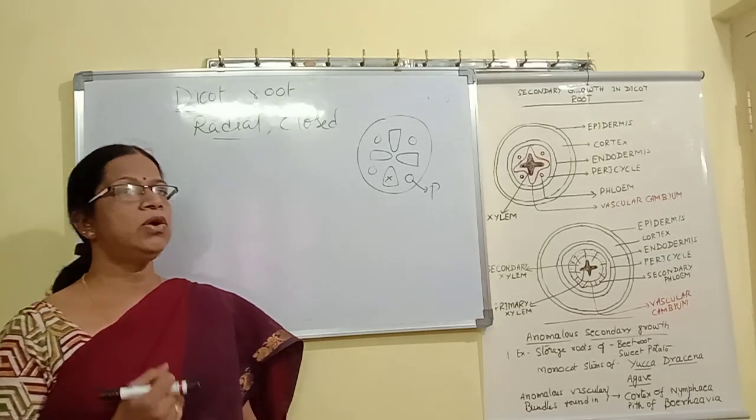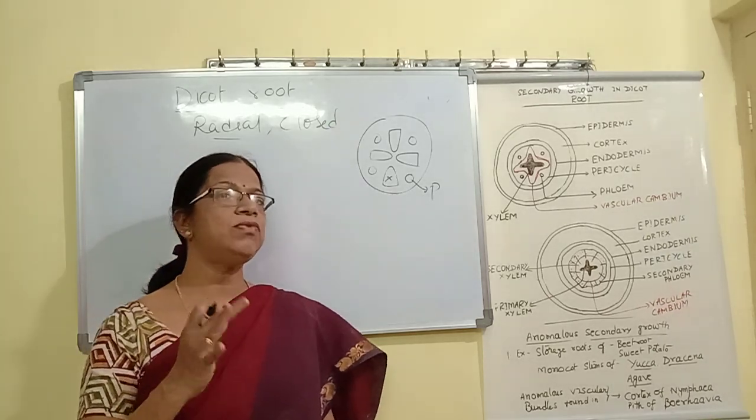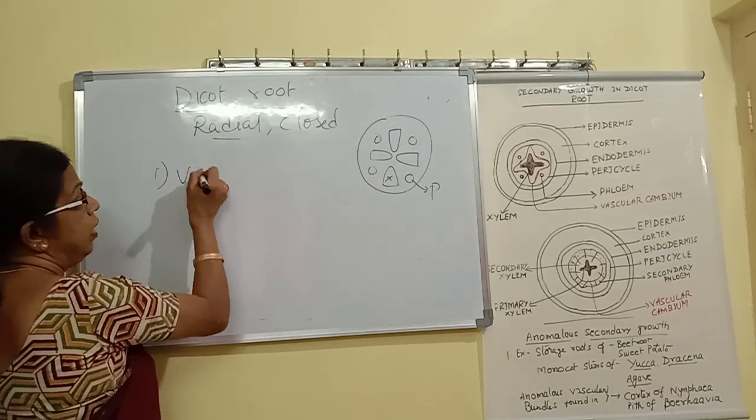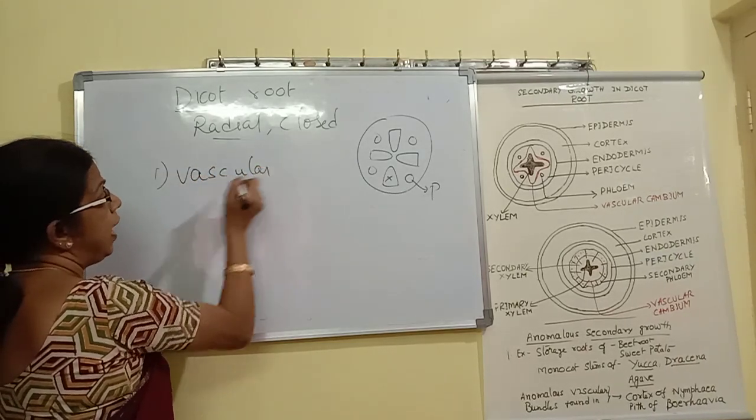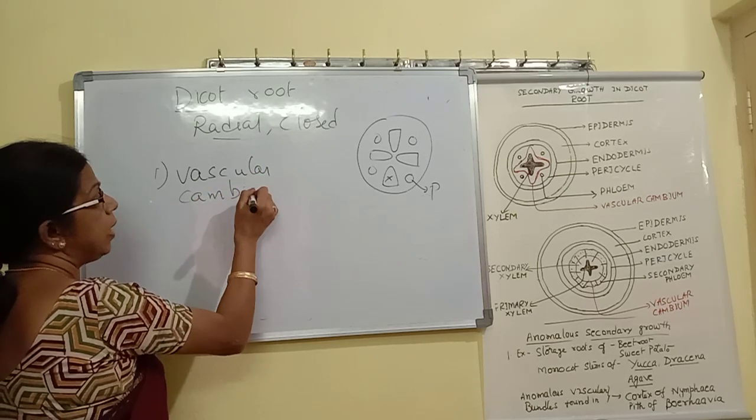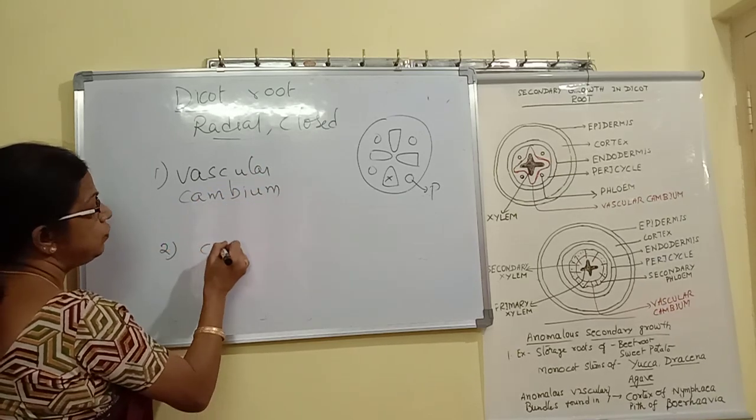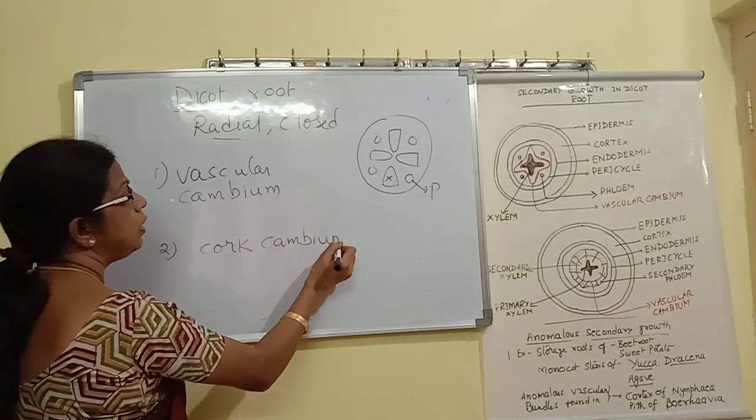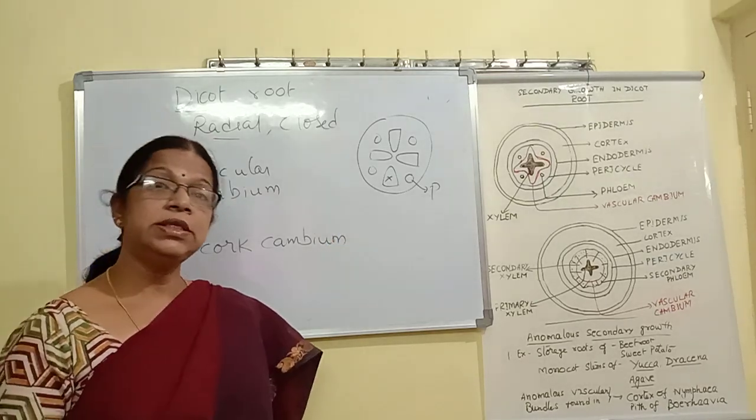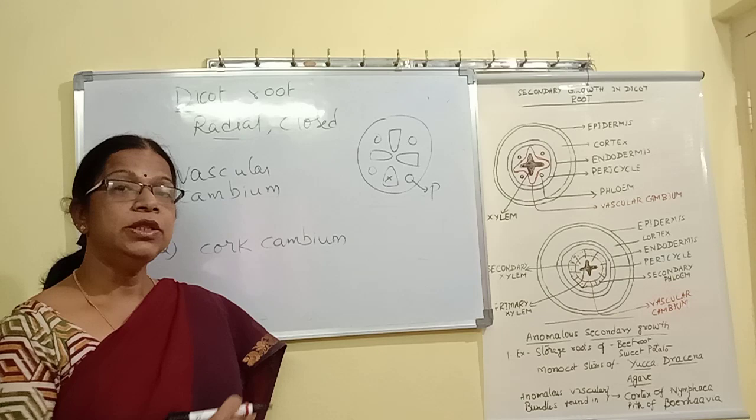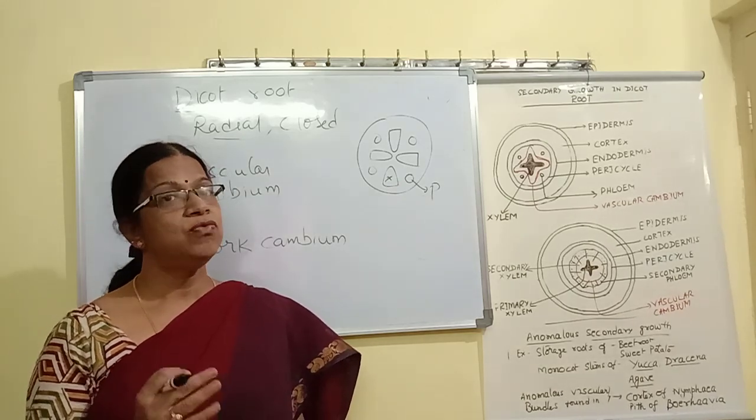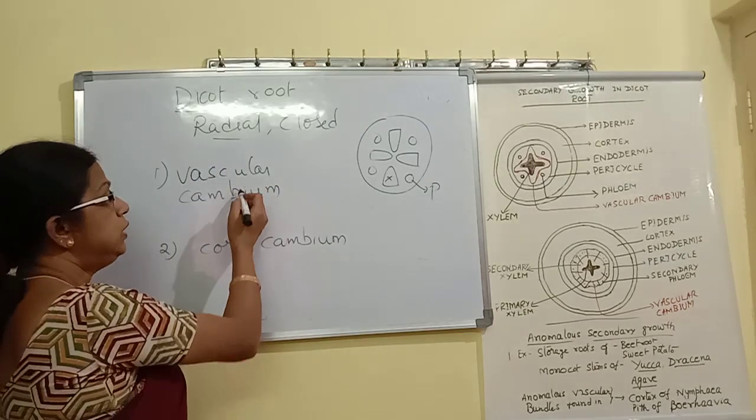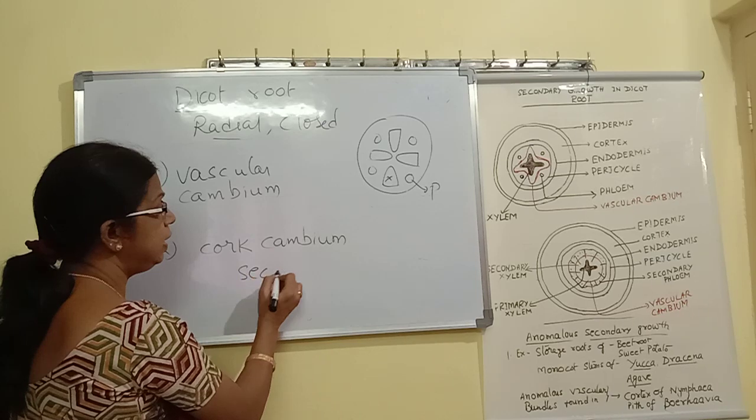You know in dicot stem we discussed the formation of two types of cambia, vascular cambium and cork cambium. Just like in stem, even in root these two types of cambia are formed. But the difference is here, both of these are secondary in origin.